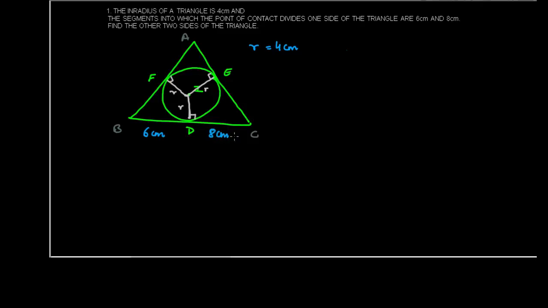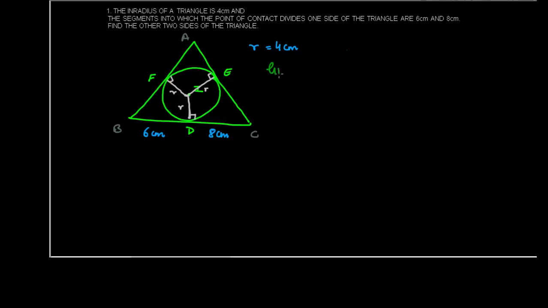That's what's given, right? Now, what's the question? We need to find the other two sides of the triangle. That is, we need to find AB length and AC length. We know BC length because that's 6 plus 8, which is 14, right? We need to find AB and AC. So how to do that? Now, basically, they've given us this R. But before we do that, let's have some quick observations.